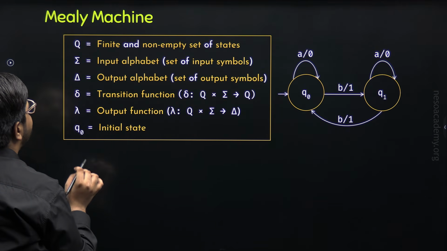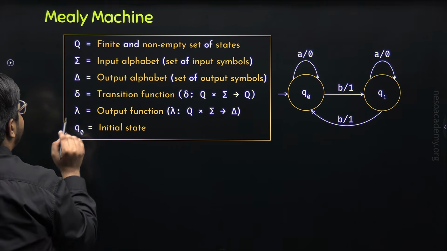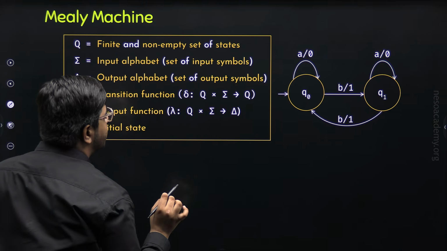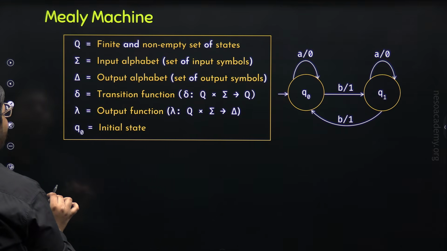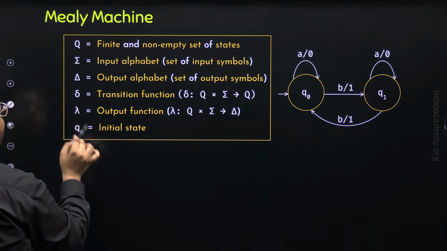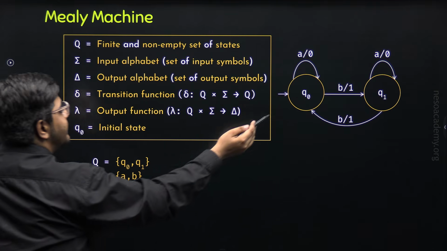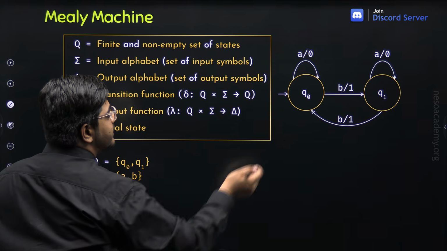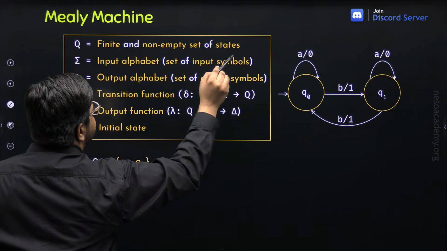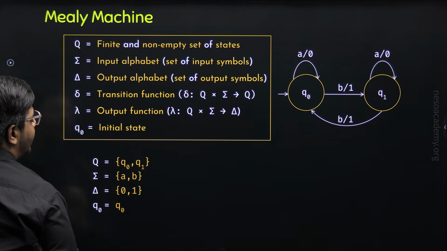So now let's find out the values of Q, sigma, capital delta, small delta, lambda, and Q0 with respect to this particular diagram of a Mealy machine. Let's first find out the values of Q, sigma, capital delta, and Q0. So Q is equal to Q0 comma Q1. As you can see in this diagram, we have only two states, Q0 and Q1. And this capital Q means the set of states. So we will have only two states in this particular set, that is Q0 comma Q1.